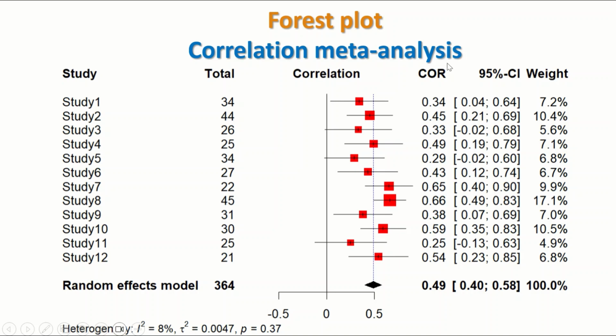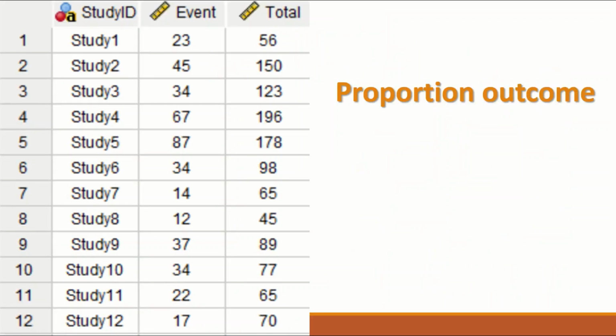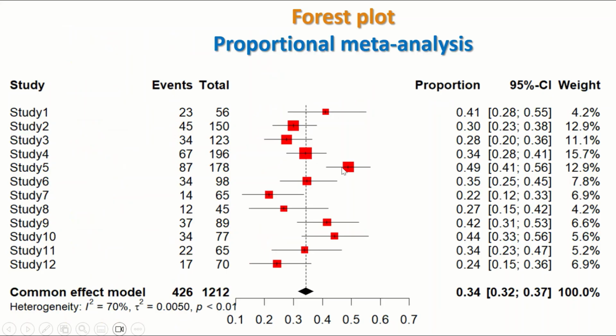And the effect size here is the correlation coefficient that is calculated for each study with a 95% confidence interval, and an overall correlation coefficient for all those 12 studies when they are combined, with the 95% confidence interval. Another data set has been inserted here based on an outcome that is a proportion, in which the events happening in a group of individuals were counted and the total number of participants was also included.